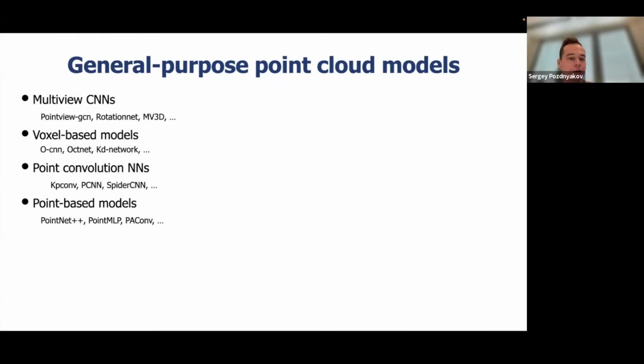The next class of models, point convolutions, actually generalize the convolution operator from a regular grid of pixels or voxels to irregular arrangements of points in our point cloud. And the final class of models, point-based models, are actually the ones that eliminate the distinction between features and positions of points. Namely, these models just treat the raw XYZ coordinates of points as features and operate with these features.